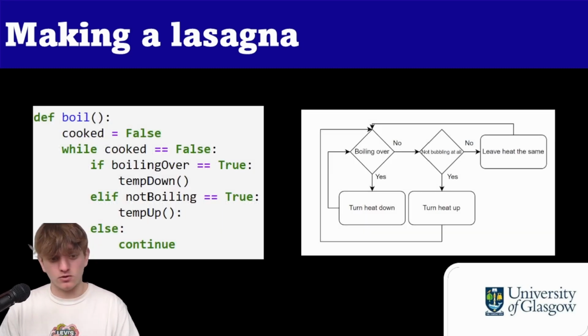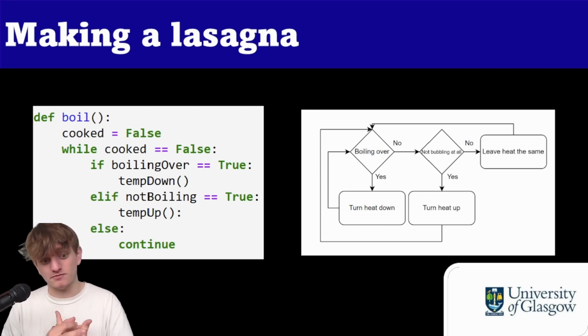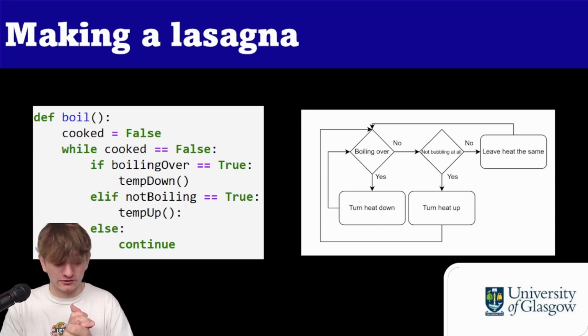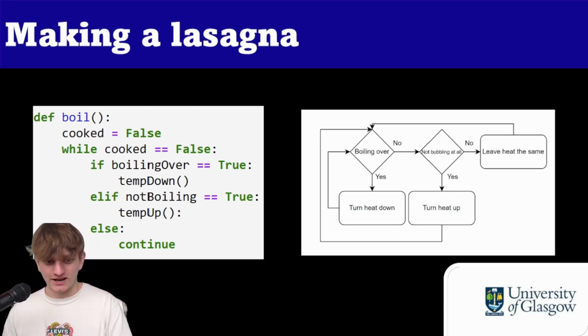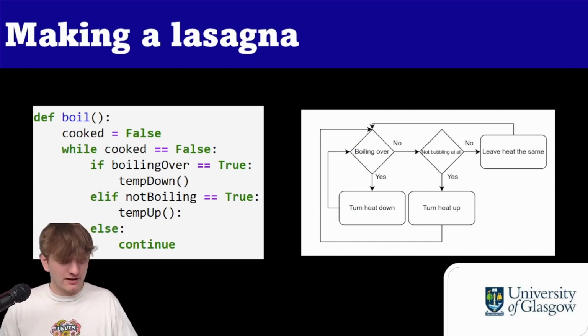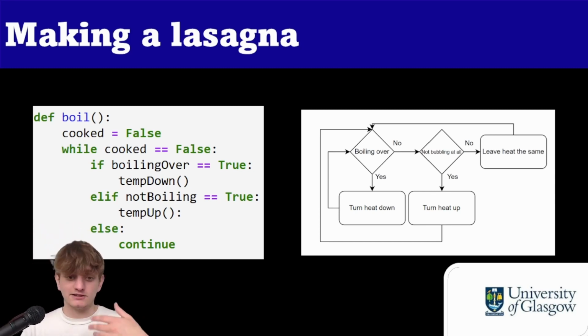Now, I've got an example of what the code might look like here. This time we've made a function, boil, to boil the stuff, and we're saying while cooked equals false. So while what we're boiling is not cooked, it's going to check. If it's boiling over, then it's going to run the temperature down function. Or elif, else if, either way you think about it, if it's not boiling, then we're going to run the temp up function, and it's going to turn the temperature up. Or if everything's fine, else, if none of those things are true, then it's just going to continue, and it's going to loop round and keep checking and checking.